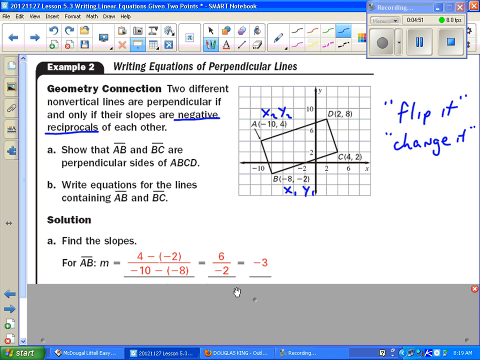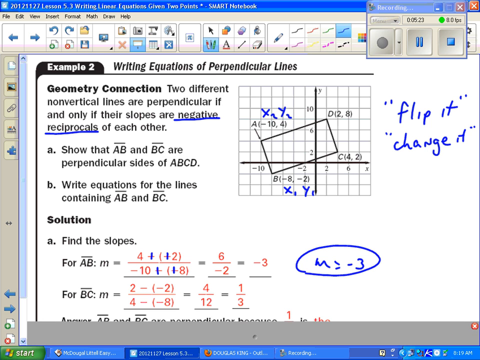But it says 4 minus a negative 2. So y sub 2 minus y sub 1 would be minus a negative 2, which means plus 2. And then negative 10 minus a negative 8 means plus 8. Remember, every time you have a minus a negative, it means plus a positive. So 4 plus 2 is 6. And negative 10 plus 8 is negative 2. So 6 divided by negative 2, your m value is going to be negative 3. So from A to B, m is negative 3.